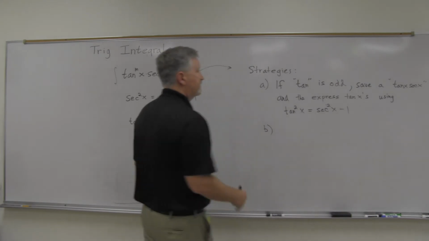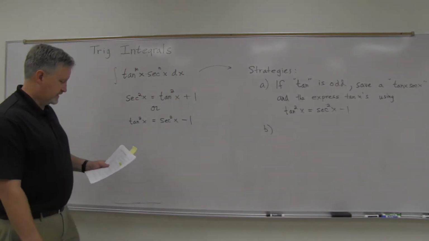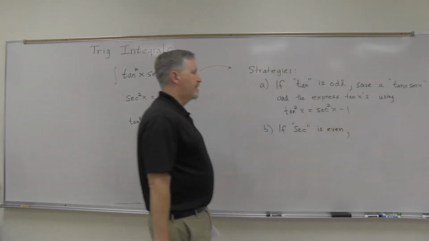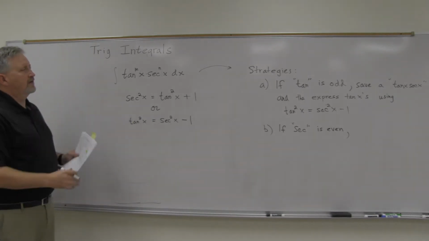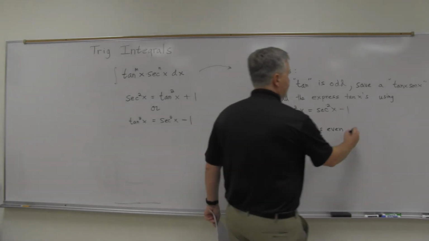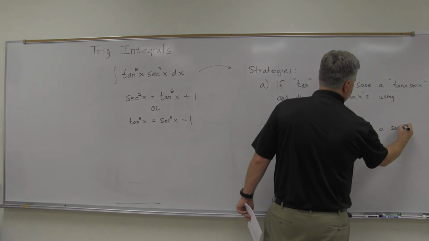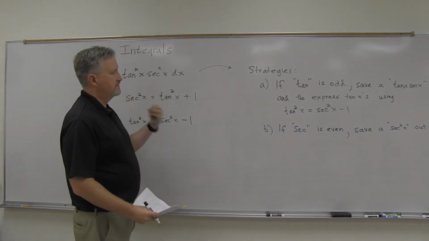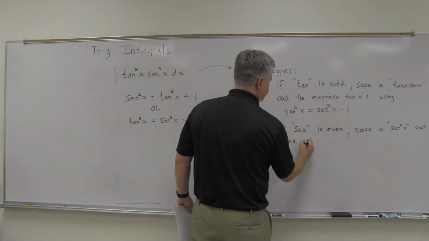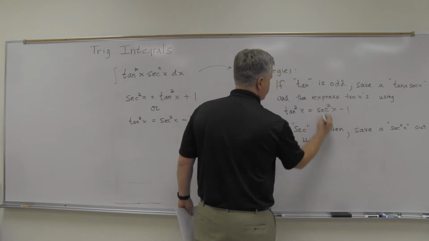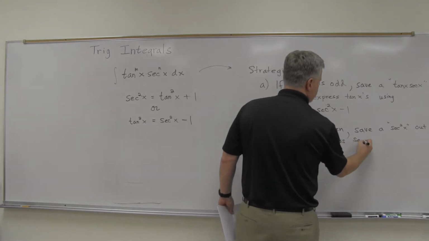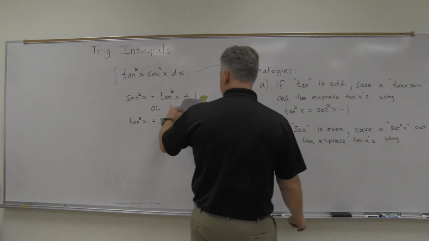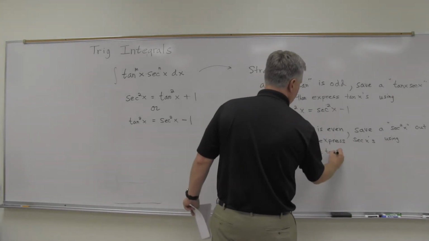The other possibility, if tangent is not odd and secant is even, then this sort of integral is going to work out pretty nicely, because what we're going to do is save secant squared x out. In other words, put it out here with the dx, save a secant squared x out, and then express the remaining secant x's in a different form using secant squared x equals tangent squared x plus 1.